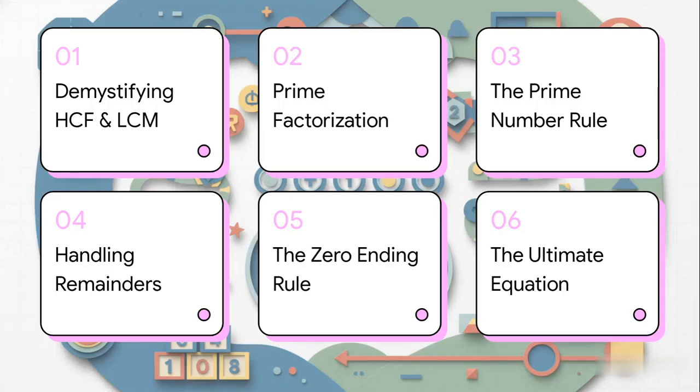Here is our logical roadmap for this explainer. We'll start by demystifying HCF and LCM, then look at the prime factorization technique, the prime number rule, how to handle remainders in division, the zero-ending rule, and we will wrap it all up with the ultimate equation.